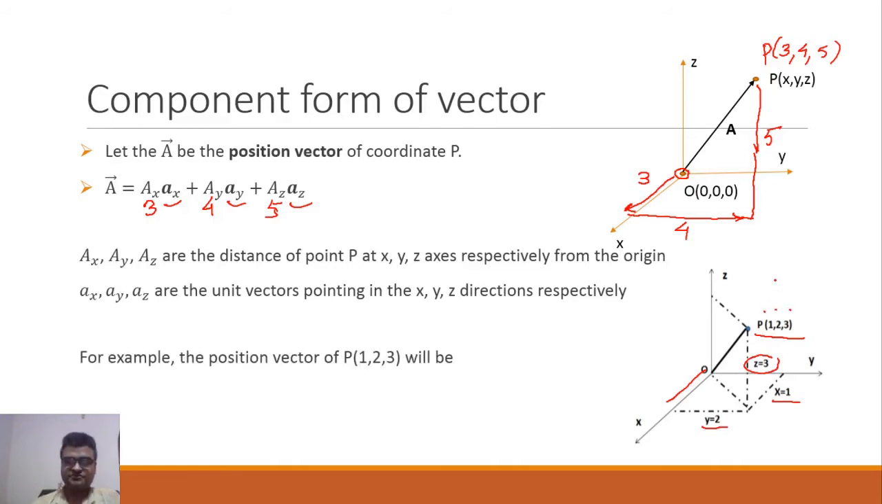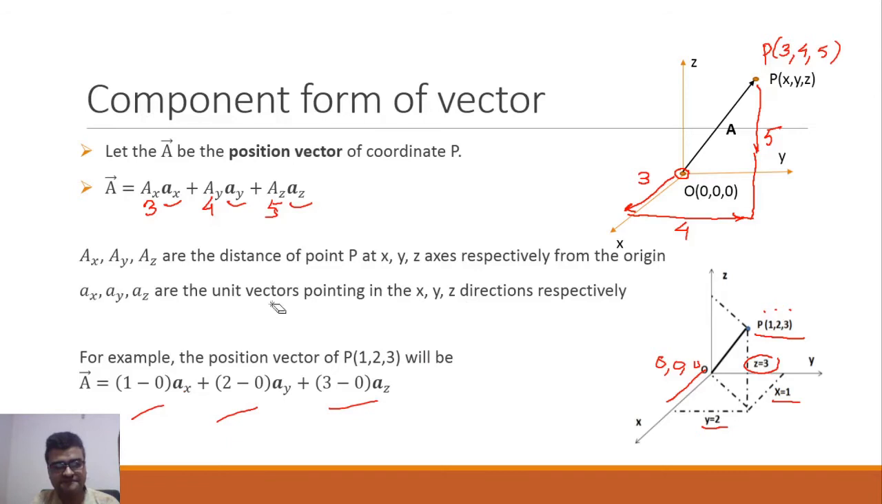To make a position vector out of this, we have to subtract the origin coordinates from our point P coordinates. So here it is 1, 2, 3, and we know at the origin it is 0, 0, 0. So what we are doing is 1 minus 0 for a_x, 2 minus 0 for a_y, and 3 minus 0 for a_z. Here we have done it. So that is how we are going to achieve a resultant position vector like this. The resultant vector is a_x, 2a_y and 3a_z.